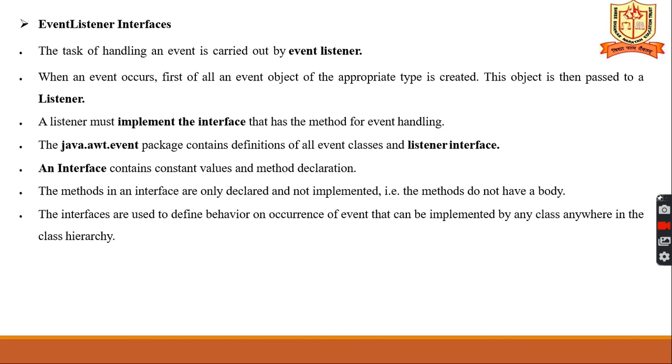An interface contains constant values and method declarations. The methods in the interface are only declared and not implemented. That is, the methods do not have a body. The interfaces are used to define the behavior on occurrence of an event that can be implemented by any class anywhere in the class hierarchy. Is it clear?